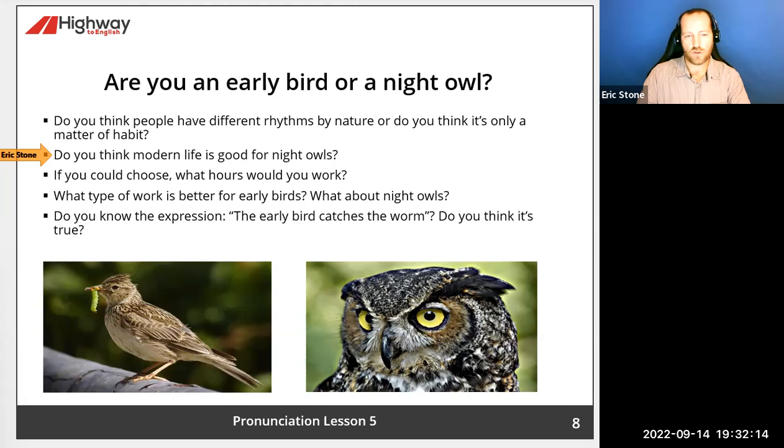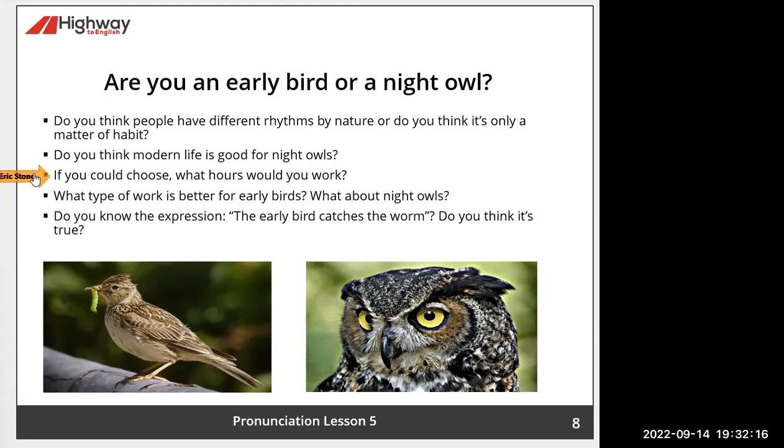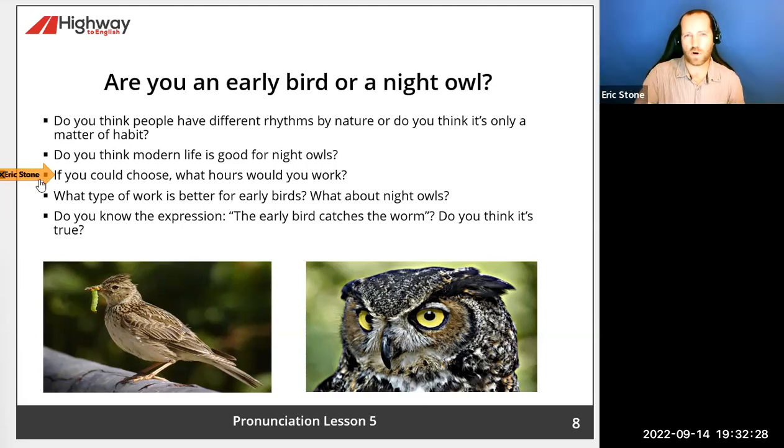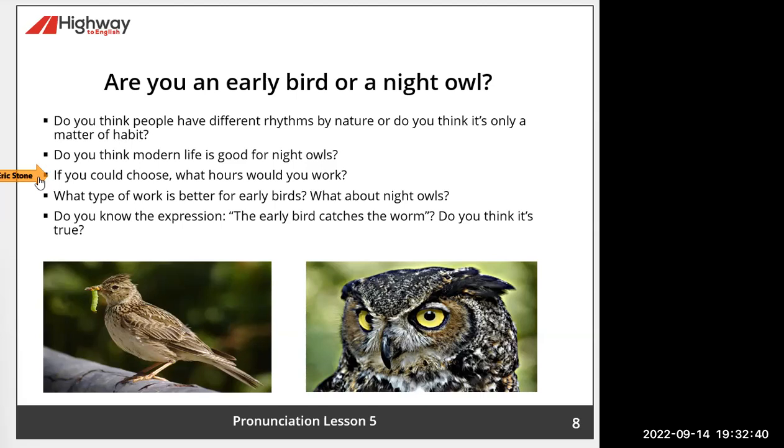Basima, if you could choose, please read. If you could choose, what hours would you work? I prefer 7 p.m. until 1 a.m. Okay, those would be your ideal working hours, huh? Okay, what about you, Zahor? If you could choose your working hours, what would you choose? From 7 a.m. to 5 p.m.